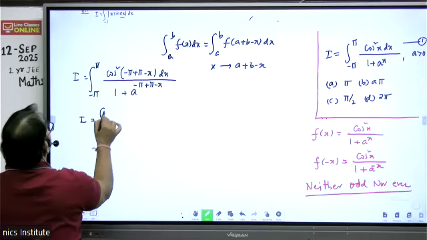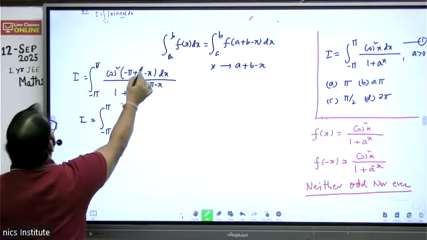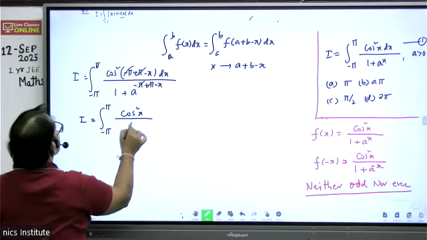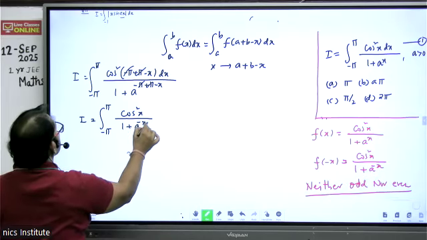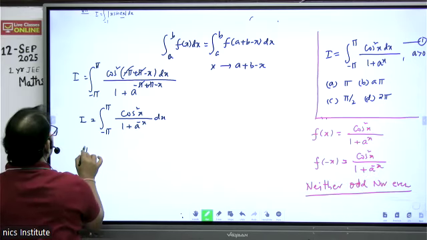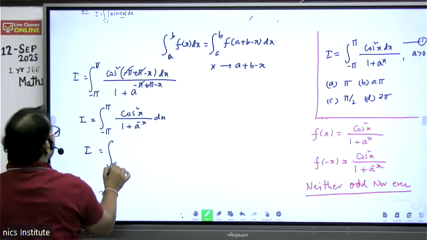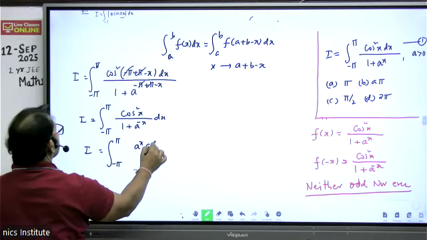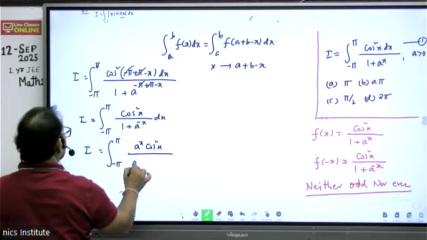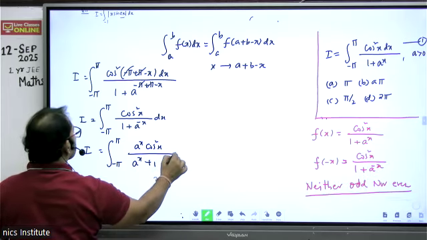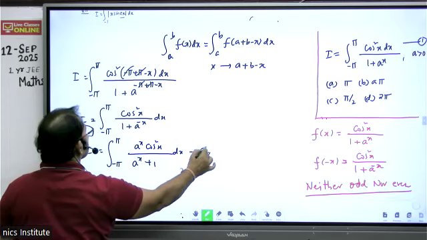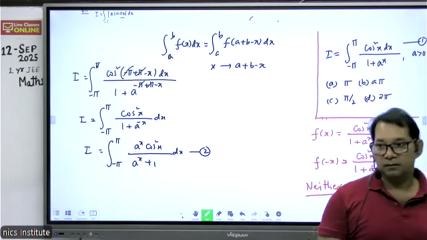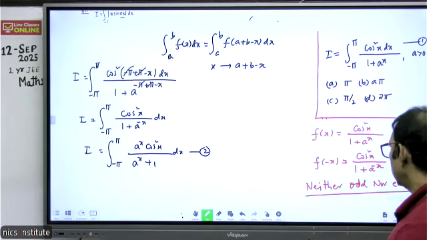Minus pi to pi, and minus pi cancels. Cos square x 1 plus a to the power minus x dx. So if I multiply by a to the power x in the numerator and in the denominator, I'll get this. And notice that equation 1 and 2 have the same denominator. So add 1 and 2 now.